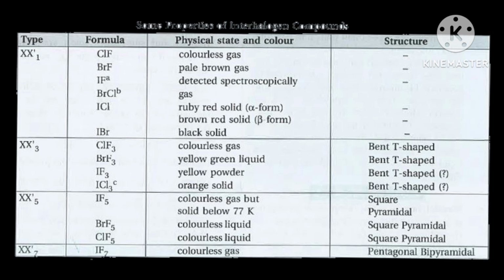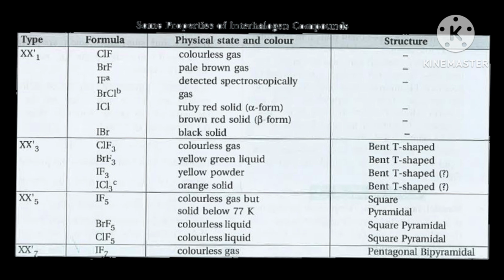Their chemical reactions can be compared with individual halogens. In general, interhalogen compounds are more reactive than halogens. Exception is fluorine. Question is asked. Listen again. In general, interhalogen compounds are more reactive than halogens. Exception is fluorine. Why is it like that?